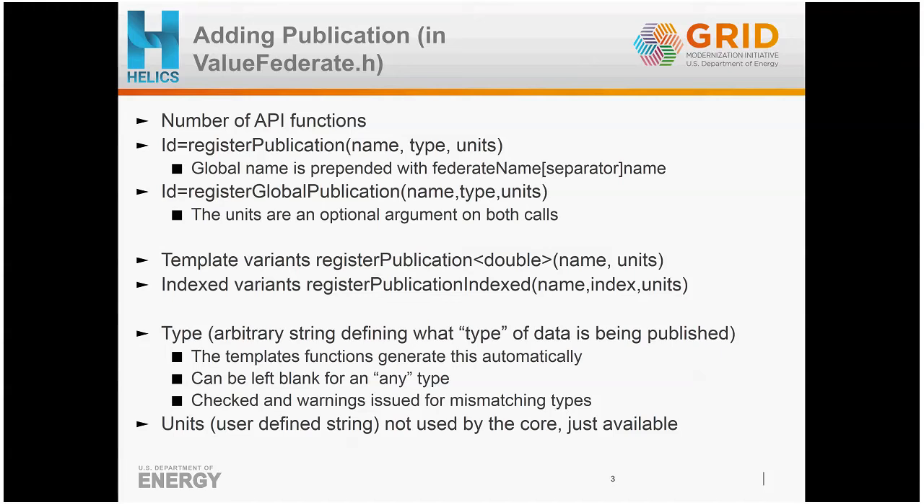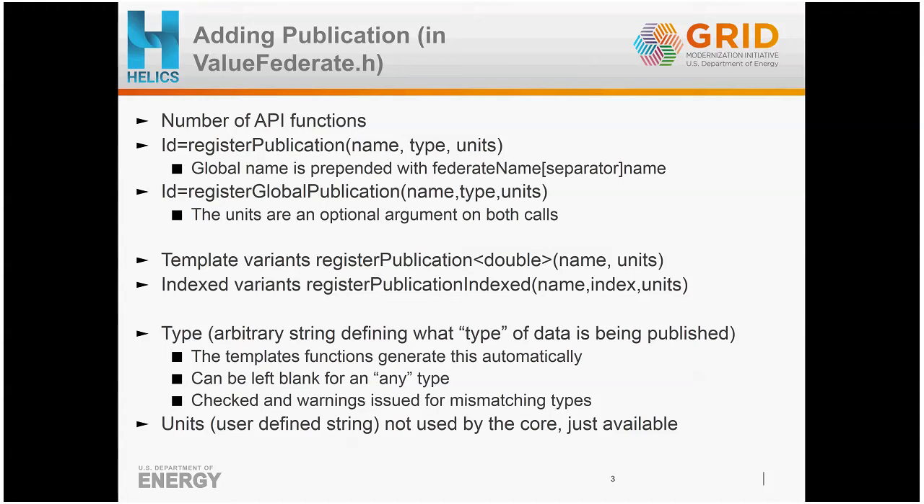And from these calls, you get an identifier back. And this identifier is used in all the publish calls or any other calls that require a publication ID. There's also templated variants, so you can specify a specific data type that's valid in C++ with these calls, and then you just need to supply a name and a unit. The unit in this case is also optional.